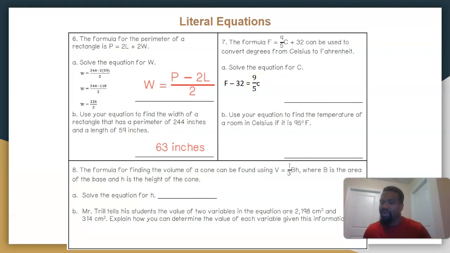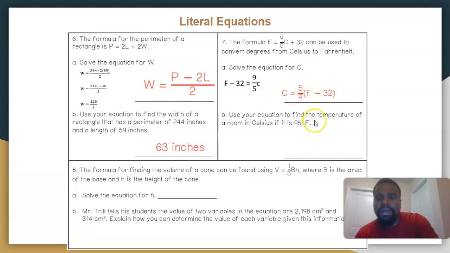But this is a fraction. So remember, when we divide by a fraction, it's the same thing as multiplying by its reciprocal. So the reciprocal of 9/5 is going to be 5/9. So to move it over to the left side, I'm going to multiply by 5/9. So therefore, my equation is going to be C equals 5/9 times (F minus 32).